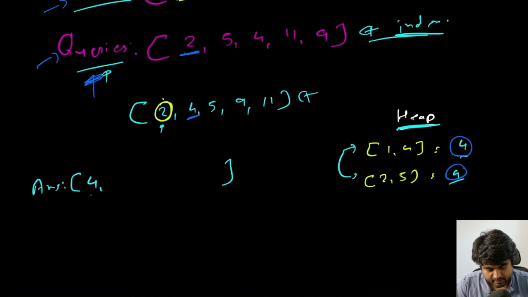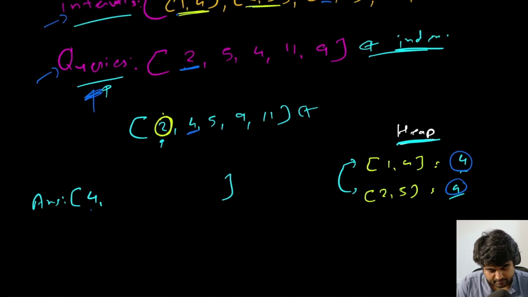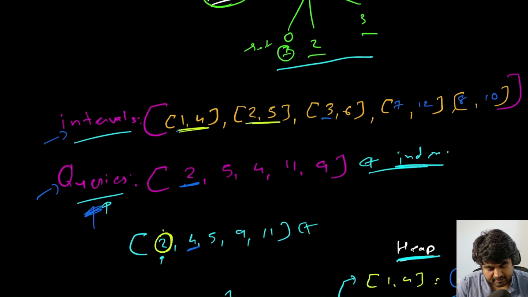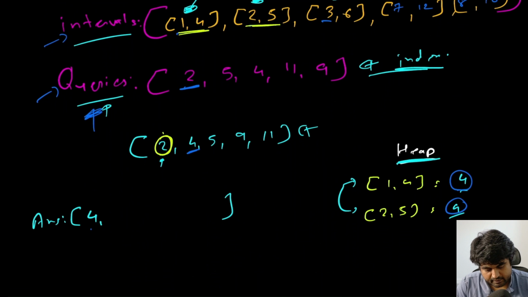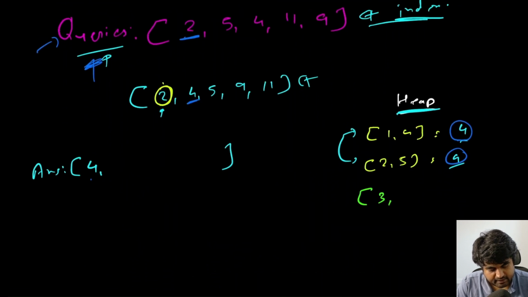Next thing is query number 4 we are trying to process. Okay, so what are the nodes that contain query number 4? So this node contains query number 4, this node also contains query number 4, and there is one more node that contains query number 4. So let's just add node 3 to 6 over here as well. Now if we add this node 3 to 6, what is going to be the length? This is also of size 4.